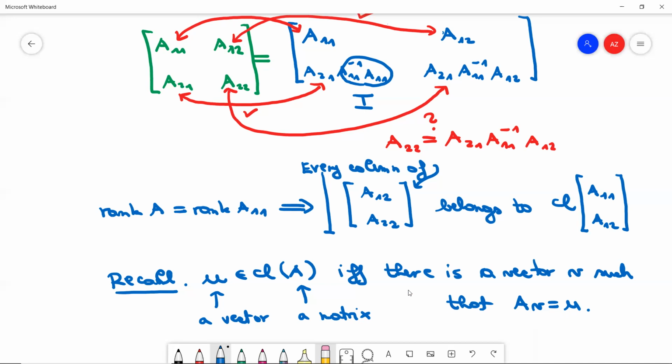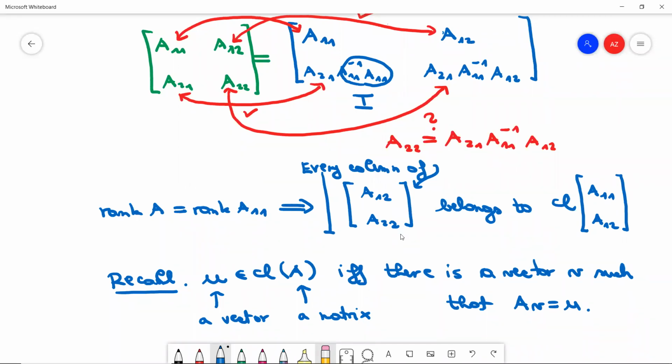So the only difference between this claim from the last time and the claim here is that this column is not actually a vector, but in fact a matrix of vectors. And for each column of this matrix, we know that there is some vector V such that A11, A21, V is equal to the corresponding column of A12, A22.